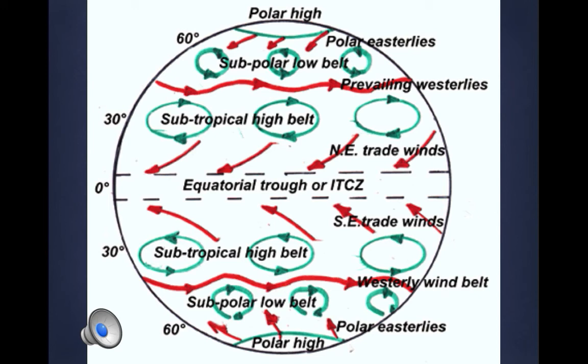Now around the polar highs, by both of the poles, it's going to be a little bit cooler because the subpolar belt and the polar easterlies and westerlies all kind of combine, and this creates the cloud formation, so you're going to see a lot more storms in this area.